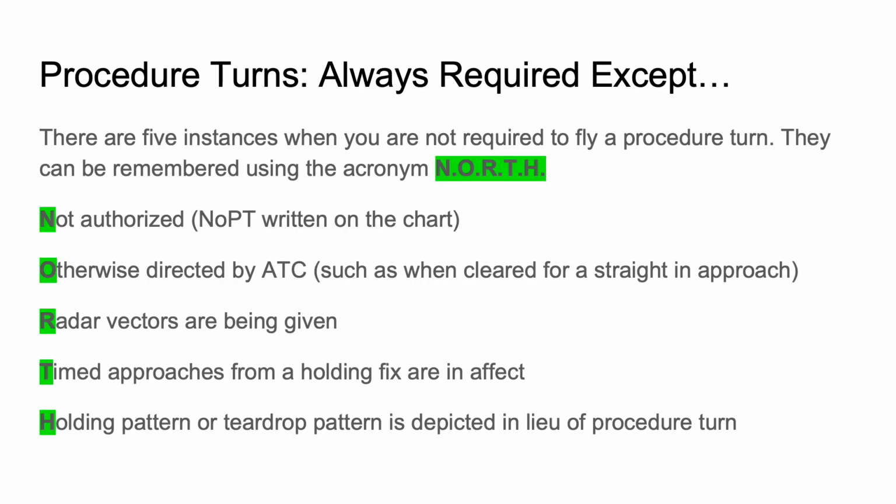Remember, though, that procedure turns are always required except for these 5 instances, which you can remember with the acronym NORTH. So, not authorized, so that's when they have no PT written on the chart for a transition. Otherwise directed by ATC, so if ATC says cleared for the approach straight in, then you're not authorized for it. If you're being given radar vectors, you never do a procedure turn.